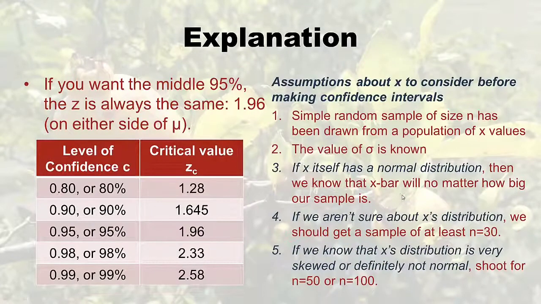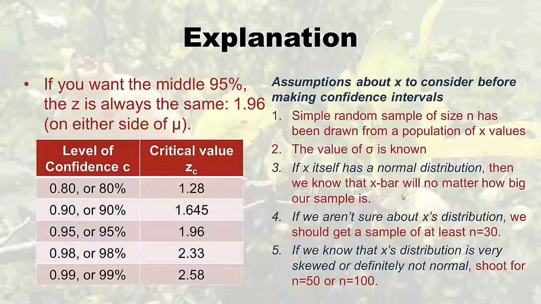All right, now you can't just go around making confidence intervals without thinking about it. So first, I just want to go over the assumptions about X that you have to consider before making confidence intervals. X being the thing that you're measuring, that you're making your distribution out of, right? So first, X is out there in the world and you're drawing a simple random sample of size n from a population of X's. Notice this is a simple random sample. This is not a biased sample. Remember how if you get a convenience sample, it's probably pretty biased? You can't do the confidence interval thing if you're getting a biased sample.